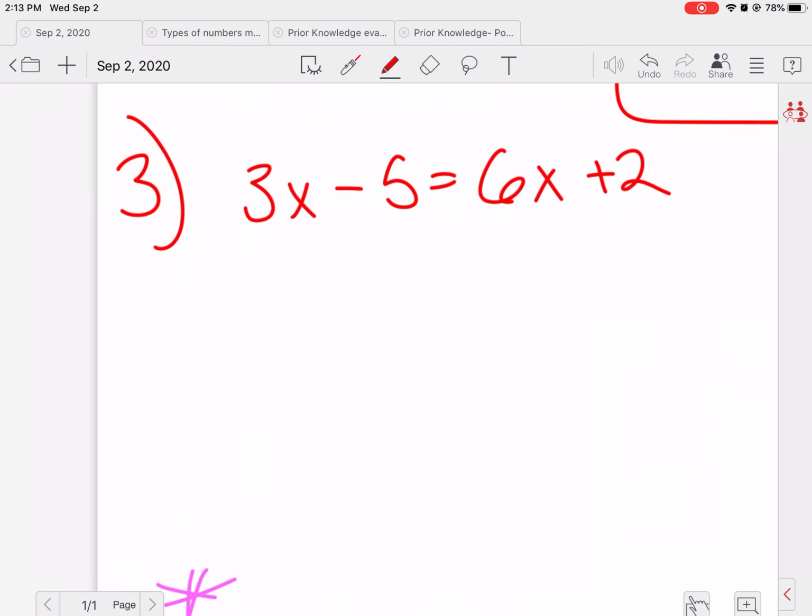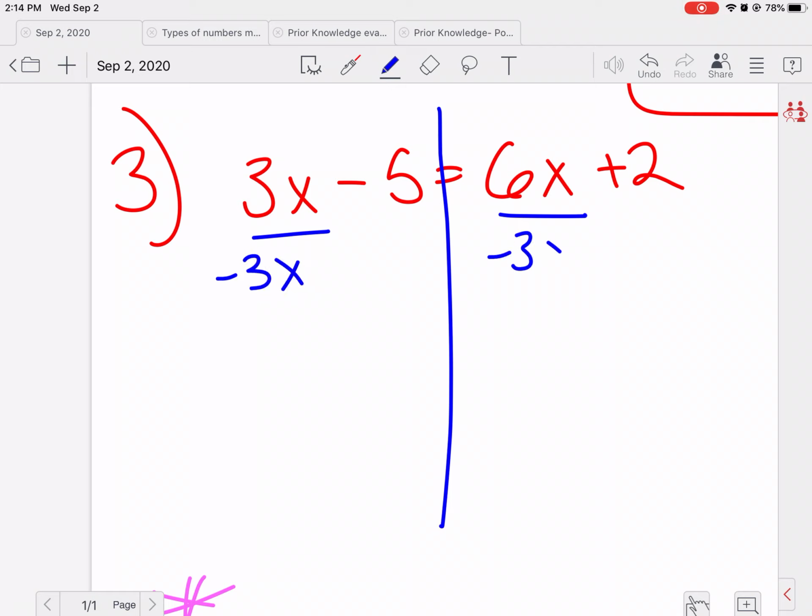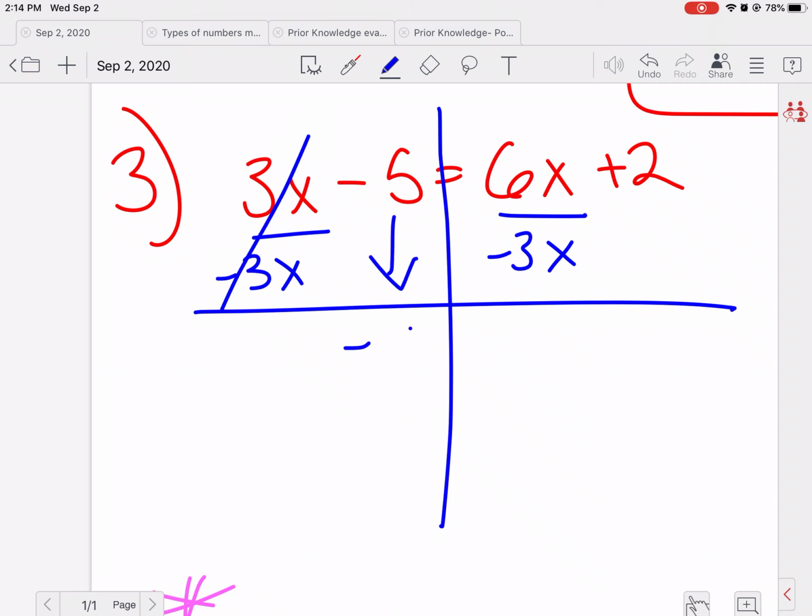Okay. This one, when we have variables on both sides, we want to get our variables together, okay? So I see a 6x and a 3x. I always like to get a positive x, so I move my smaller x to my bigger x. So I'm going to subtract 3x from both sides, okay? This cancels, and so I bring down my negative 5. Make sure you bring down that minus sign there, okay? And then 6x minus 3x is 3x, and bring down my plus 2.